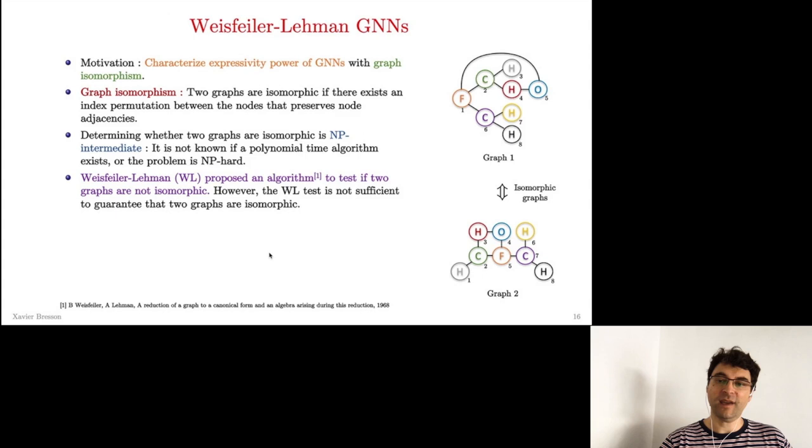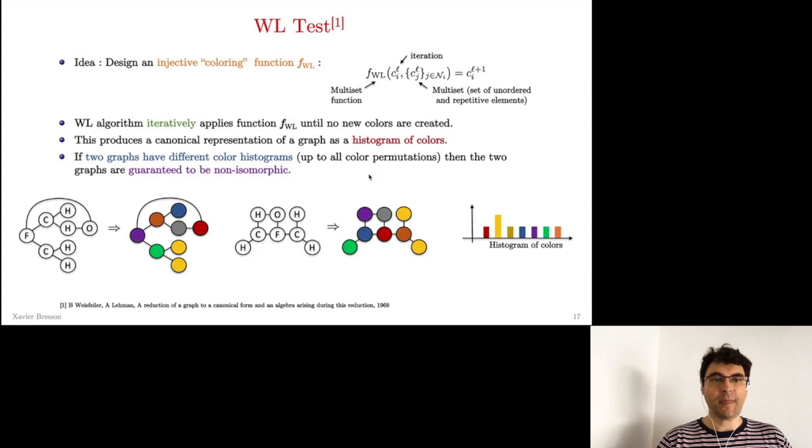The thing is, we don't have an efficient algorithm. We don't know actually if there is an exact polynomial algorithm to check if two graphs are isomorphic. So Weisfeiler and Lehman proposed an algorithm to test if two graphs are not isomorphic. At the core of this test, you have an injective coloring function. This coloring function will take the color of the central node and the colors of the neighbors and will create a new color. You apply this function iteratively until no new colors are created. And then you get a canonical representation of a graph in terms of a histogram of colors. If the two histograms of colors are different, then the two graphs are not isomorphic.